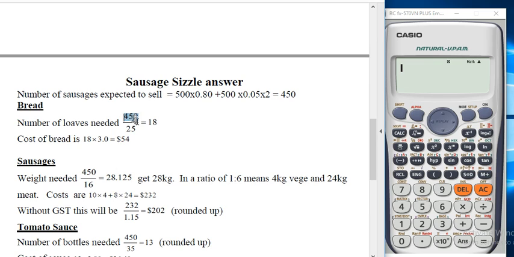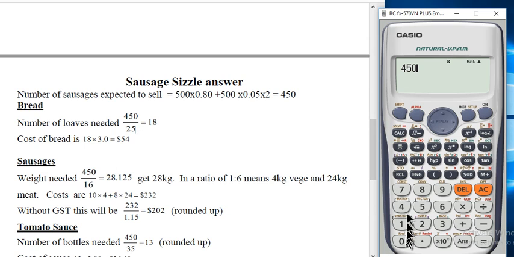Now, for those of you who don't know, a fraction here actually means division. This is 450 over 25, which is the same as 450 divided by 25. And if you do that on a calculator, 450, you could say as a fraction like this, divided by 25 equals, and there we go, 18. Or if you wanted to, 450 divided by 25 like that, and it's 18.